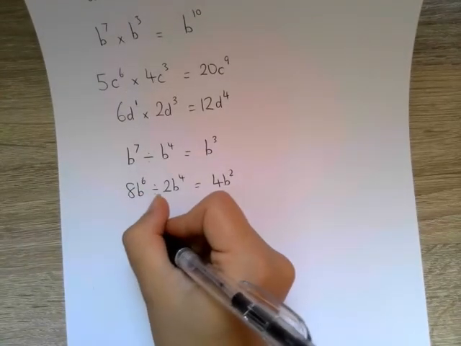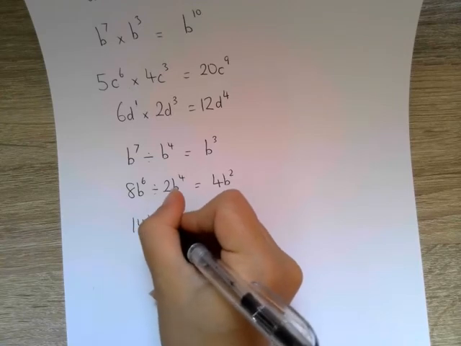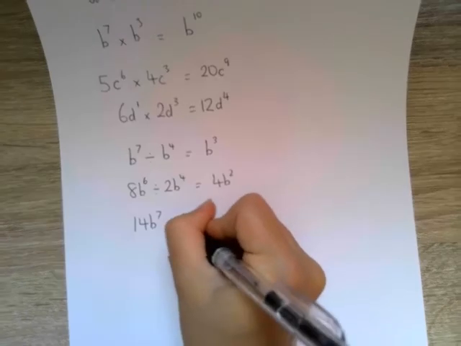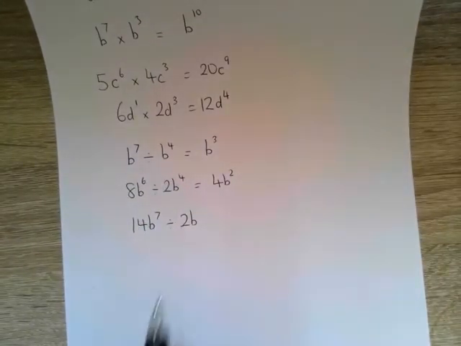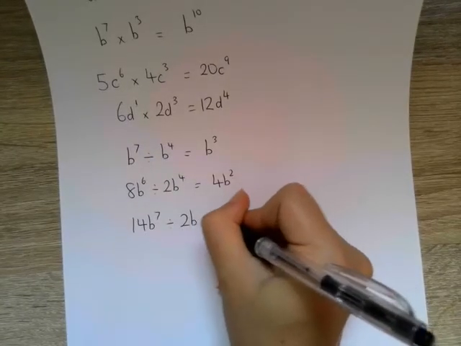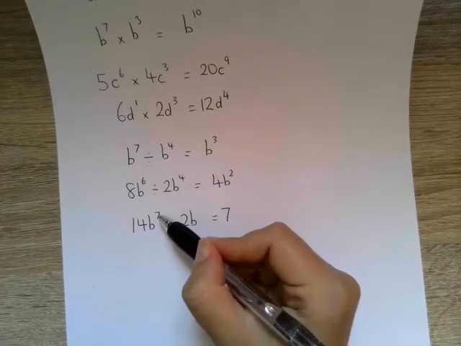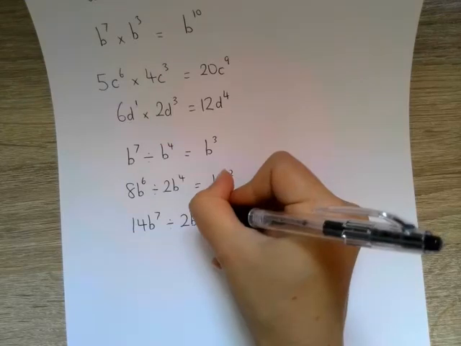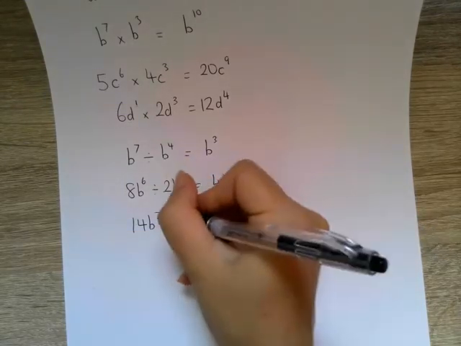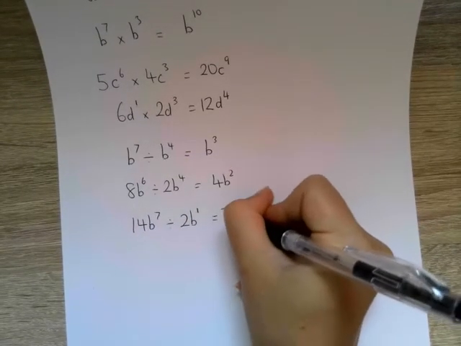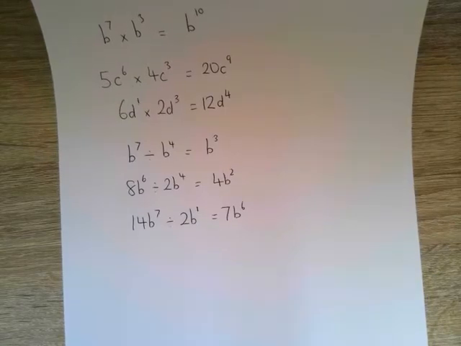And I'll just do one of those ones again where it doesn't have a power, just to show you one more time. So something like this, you would do 14 divided by 2 is 7, and then it looks like 7 take away nothing, but remember that is actually a 1, so it's 7 take away 1, which is 6. So it would be 7b to the power of 6.